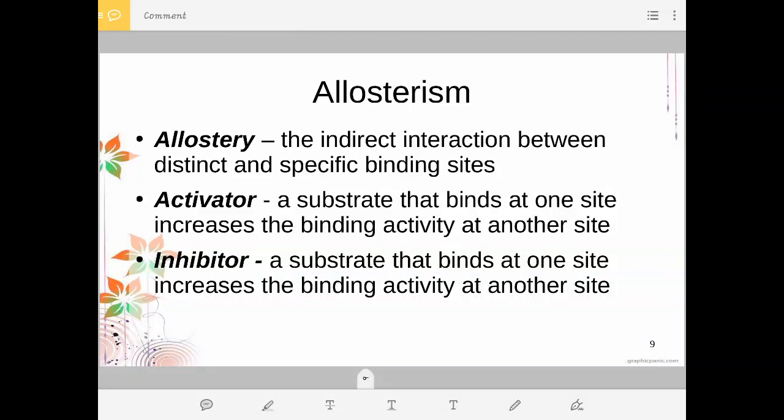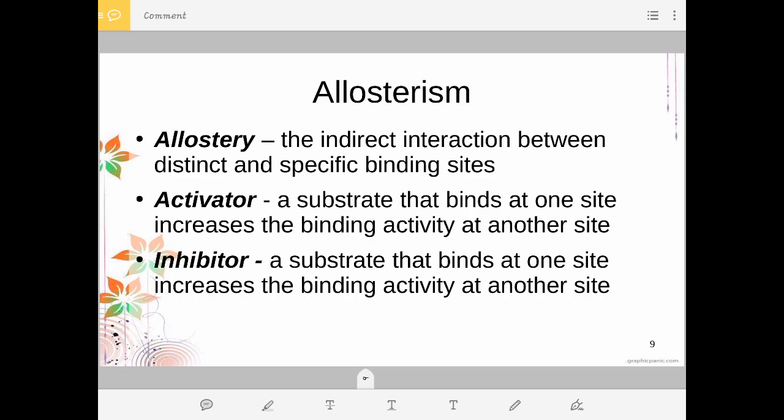Continuing on our lecture on enzyme kinetics, we will now discuss the allosteric models in enzyme substrate binding. Now, allosterism comes from the word allostery, which is the indirect interaction between distinct and specific binding sites. So in this case, you have two substrates. Actually, it's not only limited to two substrates. You can have two or more substrates.